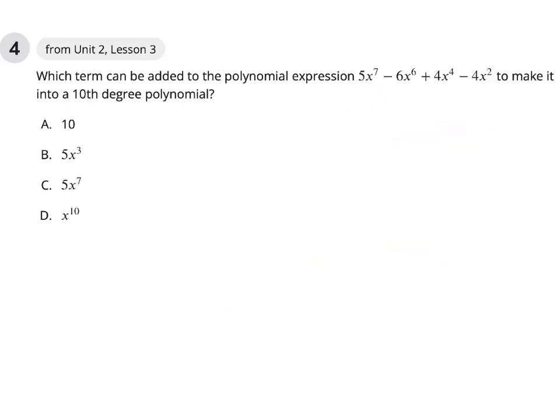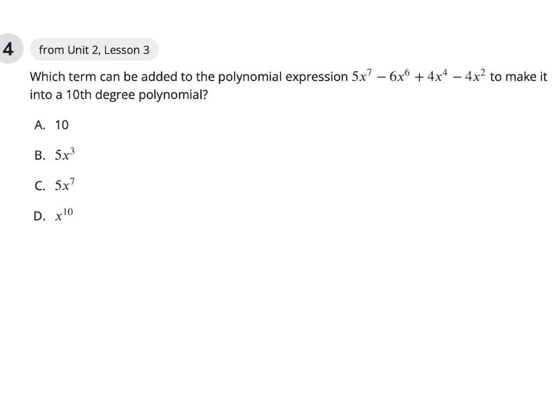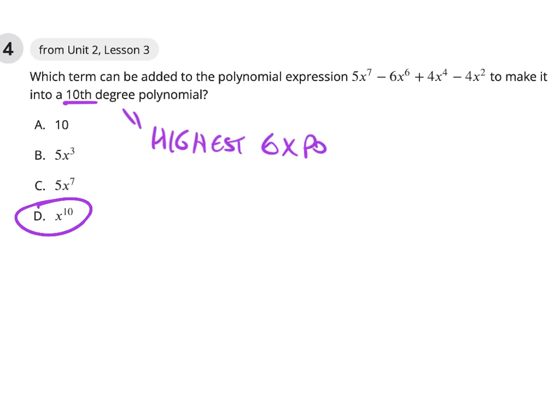Okay, let's look at number 4. Which term can be added to the polynomial expression to make it a 10th degree? To make it a 10th degree, we'll add an x to the 10th term. Remember, the degree equals the highest exponent. It does not matter how many terms you have. The highest exponent in any polynomial is the degree. Degree equals the highest exponent.